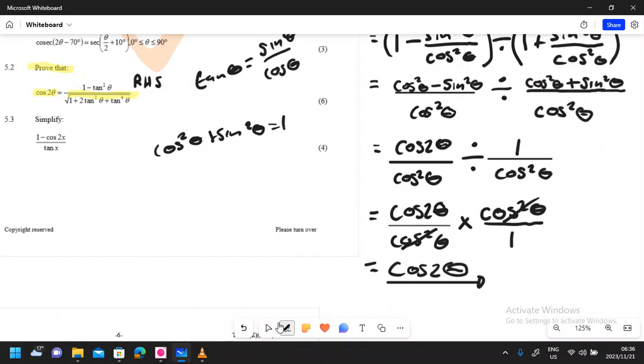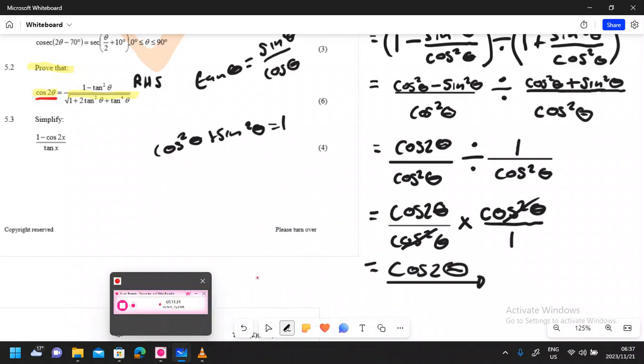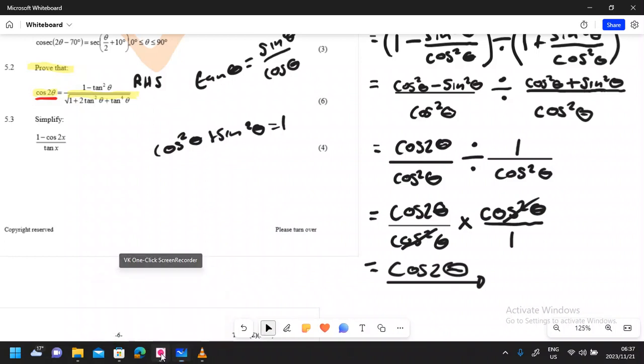Now let's see if this is the same as the answer there. If you look at your left hand side, it's going to be cos 2 theta, which is what we got here. Guys, this is how you do this one. At some point you need to know your identities in order to solve this one, so you need to practice your identities. Otherwise it will give you a serious challenge. Now let's move to the next question.